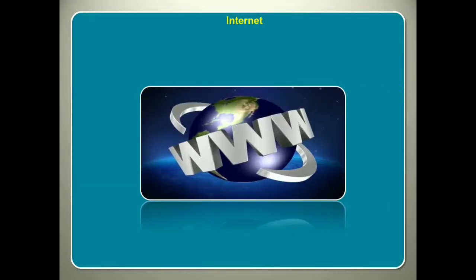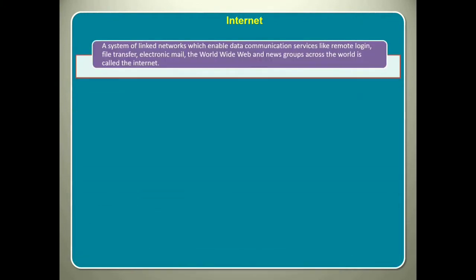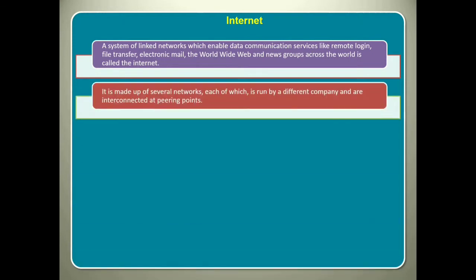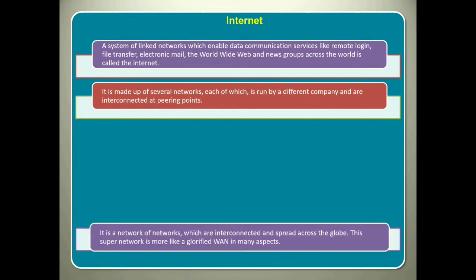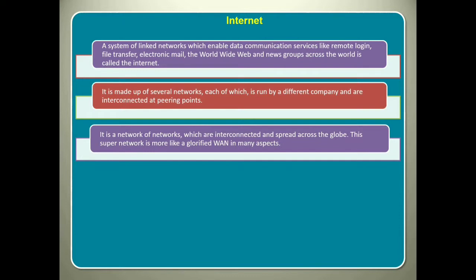Let us now learn about the Internet in detail. A system of linked networks which enable data communication services like remote login, file transfer, electronic mail, the World Wide Web, and news groups across the world is called the Internet. It is made up of several networks, each of which is run by a different company and are interconnected at peering points. Thus, it is a network of networks which are interconnected and spread across the globe.